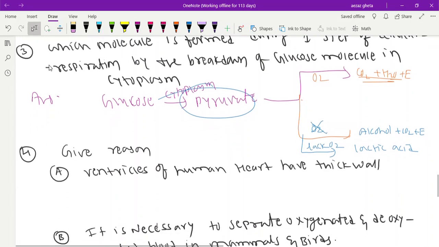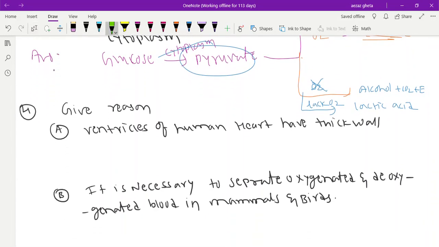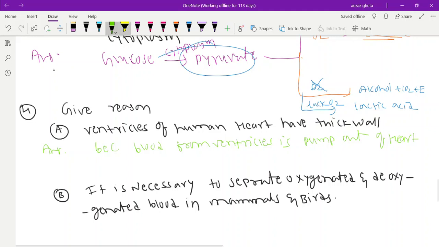1 mark. Give reason that ventricles of human heart have thick walls. See, why do the ventricles of the human heart have thick walls? Because blood from the ventricle is pumped out of the heart. So if blood is going from the ventricles out of the heart, the ventricles must be thick.